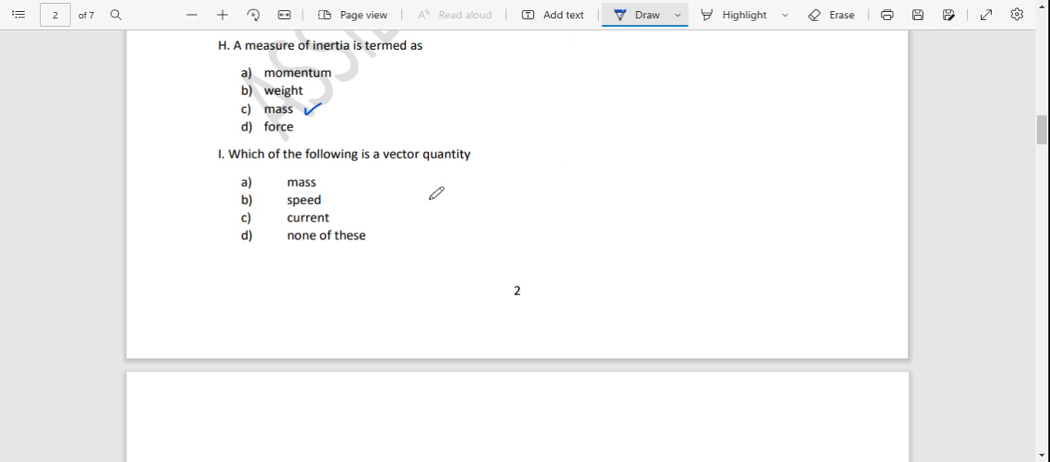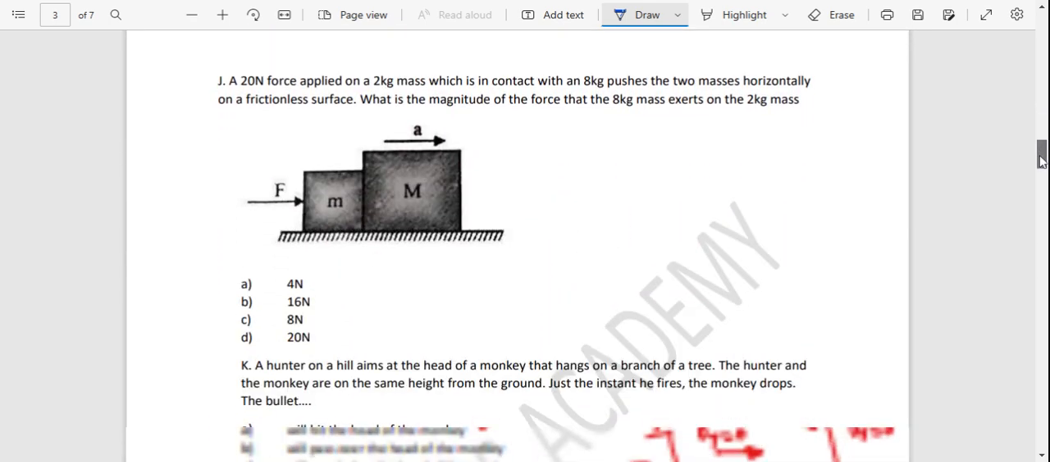Which of the following is a vector quantity? Mass, current, speed. As we said, we saw that current is a vector. At the same time, current is a scalar because it doesn't follow the properties that we use when we are adding vectors. Otherwise, it has got both magnitude and direction. That is why it is treated as a vector.